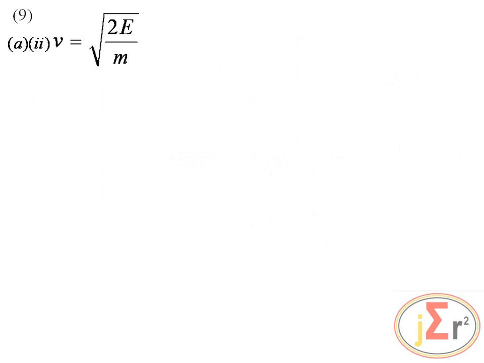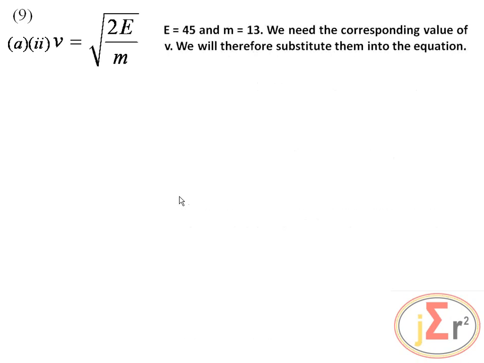By using that same expression, we have E is equal to 45 and m is equal to 13. We are required to find the corresponding value of v. E is equal to 45 and m is equal to 13. We need the corresponding value of v. We will therefore substitute them into the equation.